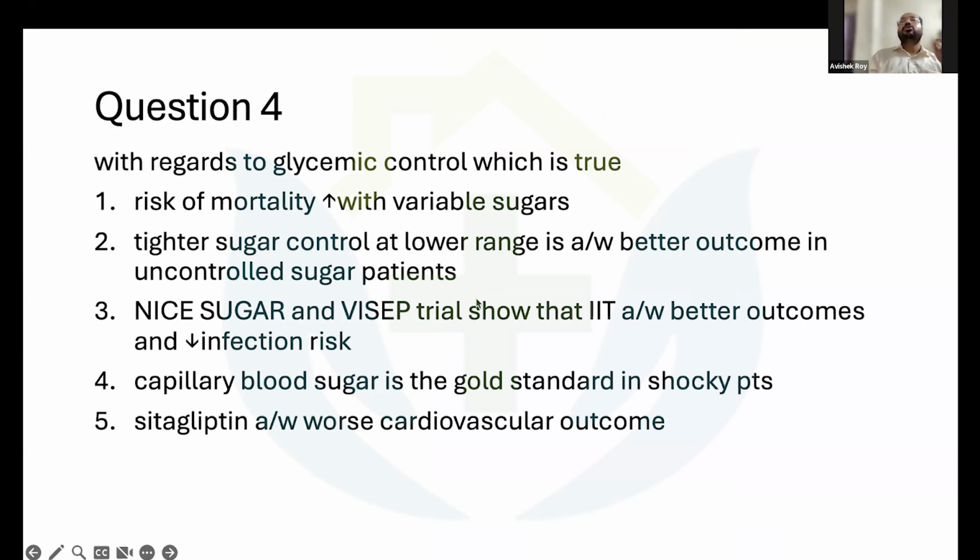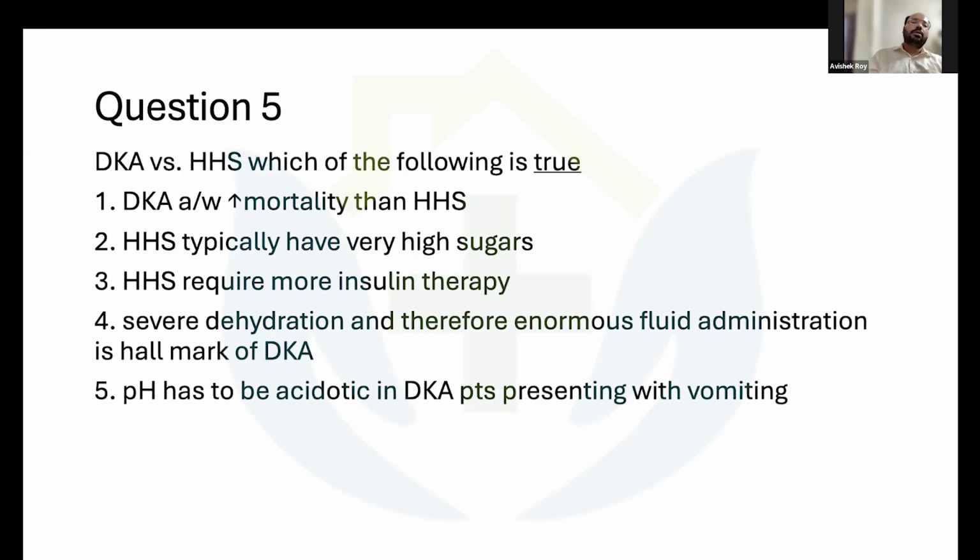NICE-SUGAR and VISEP showed that intensive insulin therapy is actually harmful. So this is the reverse. So this is false. The capillary blood sugar is not the gold standard. Obviously, that option is false. And the fifth option is true. Sitagliptin, as per the trials, is associated with worse cardiovascular outcomes. This is just another kind of out of the topic question, but again, some factual things.